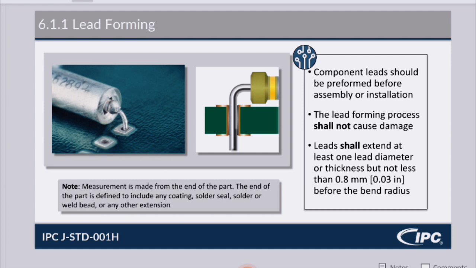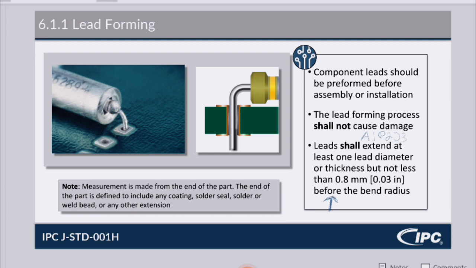Leads shall, now this, I want to make very clear, this right here is A1P2D3. Leads shall extend at least 1 lead diameter or thickness, but not less than 0.8 millimeters from the body or from the weld before the start of the bend radius. You will see something like this on the test. This one throws people off every time. Remember, it is only a defect for class 3, is A1P2D3.